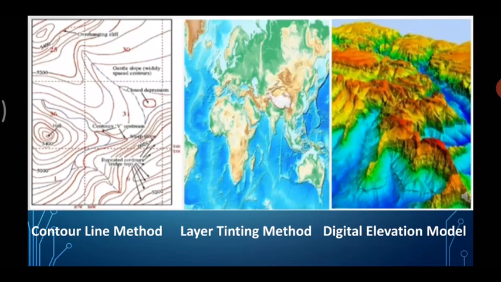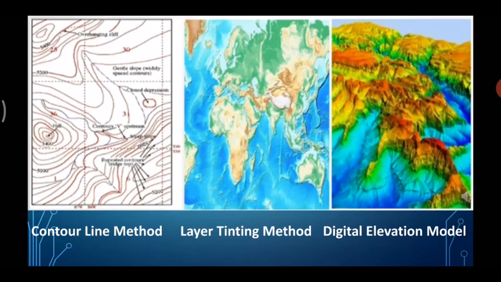Now the first two, that is the contour line and the layer tinting, you can draw on paper. Accordingly, we can differentiate on the basis of using different colors and lines showing different heights. So the first one is the contour line. Now in the contour line, what is there?